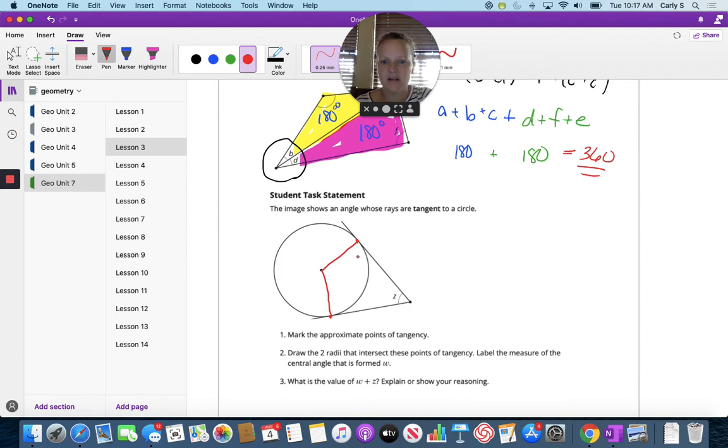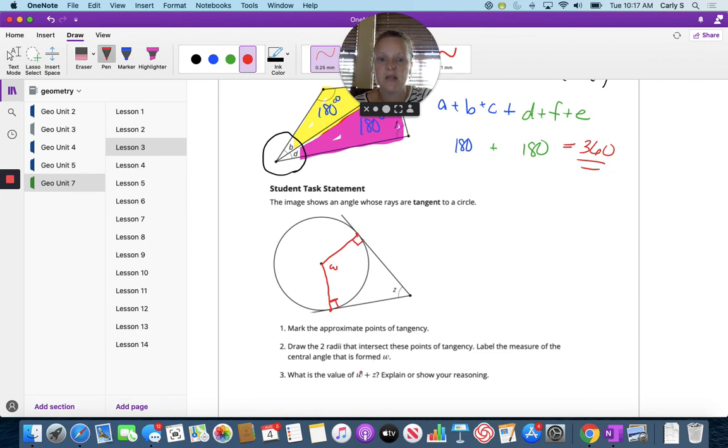Label the measure of central angle that is formed as W. We do know that these are right though, don't we? Because a tangent, oh, I did it again. I pushed the button. There we go. The tangent with the radii, where a tangent meets a radii, is 90 degrees. We just proved that.